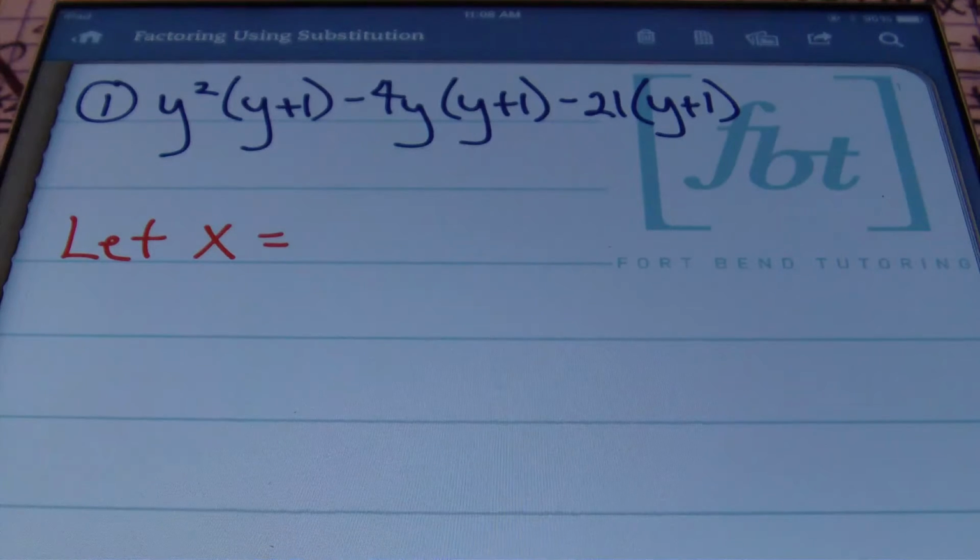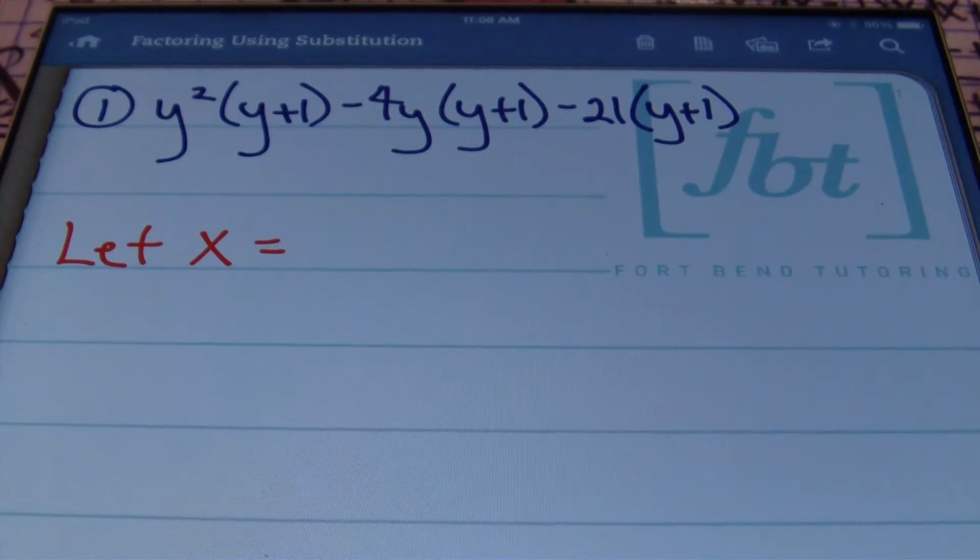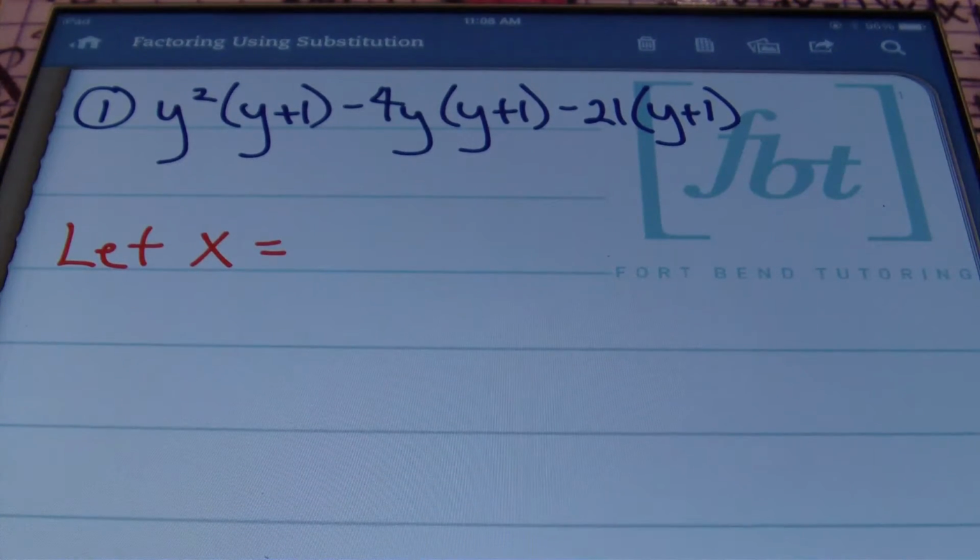The bottom line is that you're looking at an expression such as problem number 1, where we have y squared times (y plus 1) minus 4y times (y plus 1) minus 21 times (y plus 1), and you're thinking, what are these y plus 1s and what do I need to do with them? Well, there are two things you should recognize. First of all, in problem number 1, you should recognize how many terms you have. Remember, terms are separated by plus or minus signs. The second thing that you should recognize is that each one of these terms has y plus 1 in common.